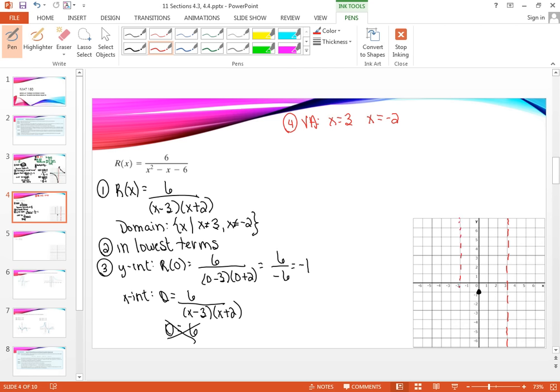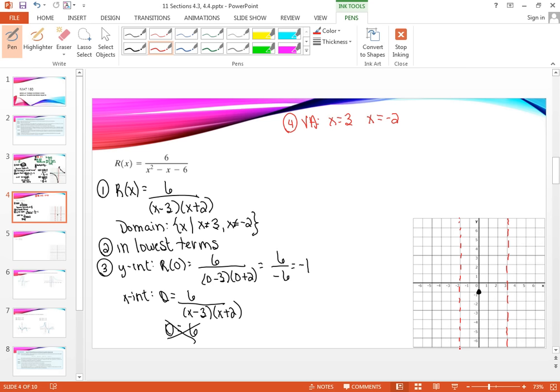I'm drawing them in red to remind myself not to dare draw any piece of that graph through those red lines. The minute you put the vertical asymptotes on there, you can see that this graph is going to be in 3 pieces. You're going to have a piece of the graph to the left of negative 2, another piece between negative 2 and 3 in that middle part, and another piece to the right of positive 3.